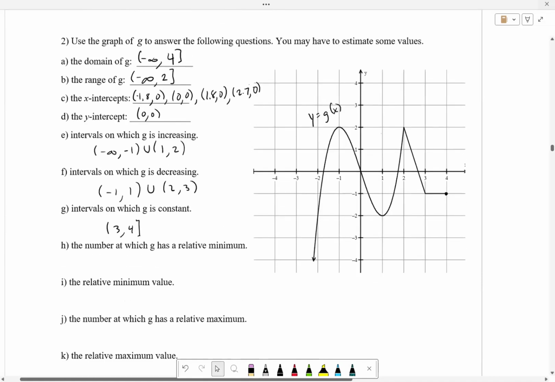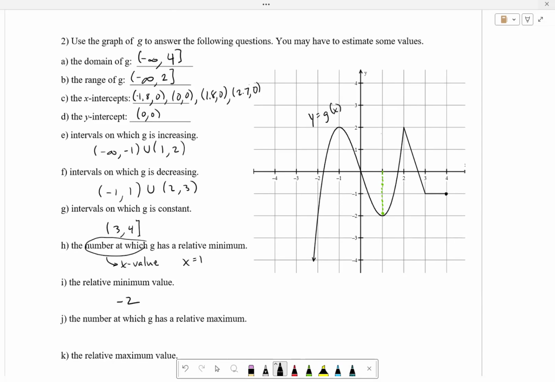Number at which g has a relative minimum. Now, this number is an x value. So the number at which g has a relative minimum, it looks like there's only one of those. X equals 1. Now, what is the relative minimum value? Well, at x equals negative 1, I say, okay, here's my negative 1. Not negative 1, 1, I'm going to go down. That's where the function is at negative 2. So the relative minimum value is negative 2.